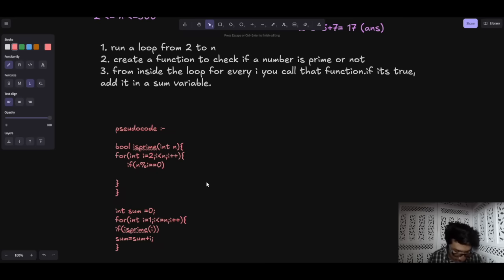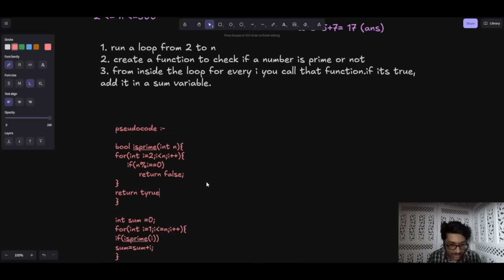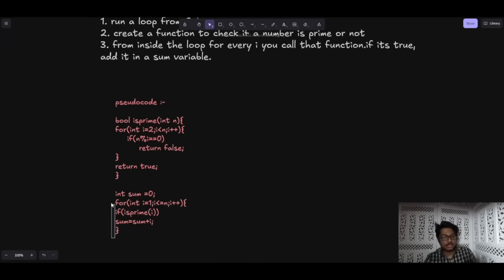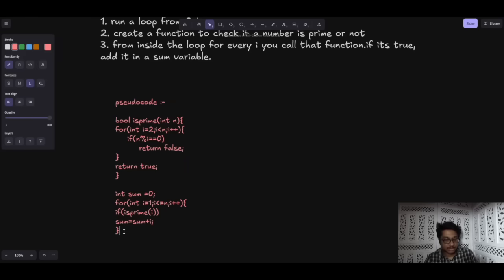If it is a factor somewhere, you can simply return false from here only. Else, if you have come to the end of the loop, you can return true. So something like this you can do. So this is the prime function. You take a loop and do sum equal to sum plus i, and at the end of the day, you will simply print the sum. If you are doing it in C++, it will be cout of sum, with \n at the end.